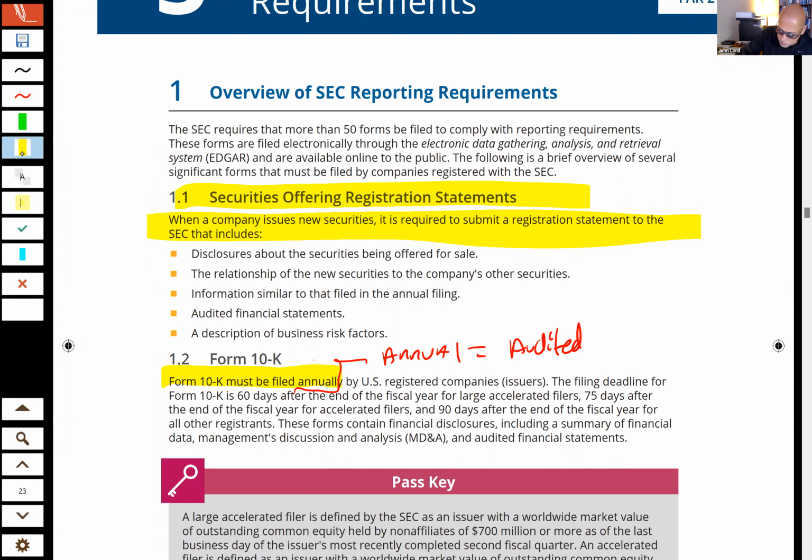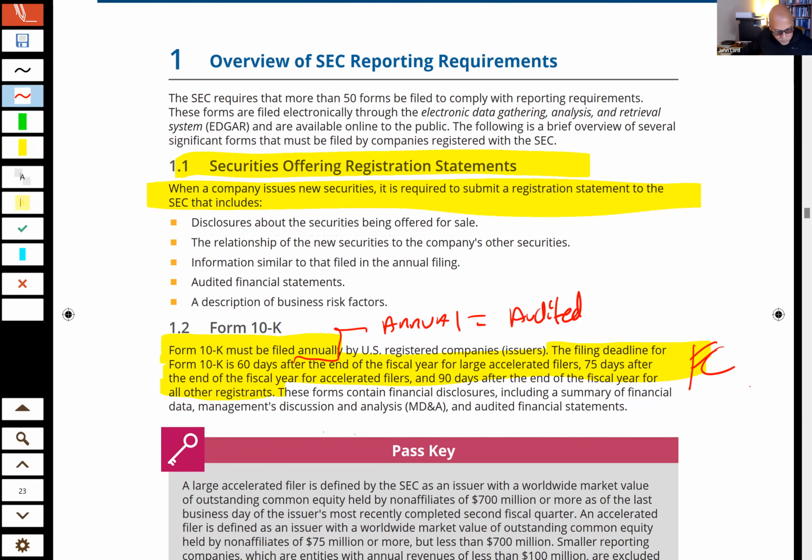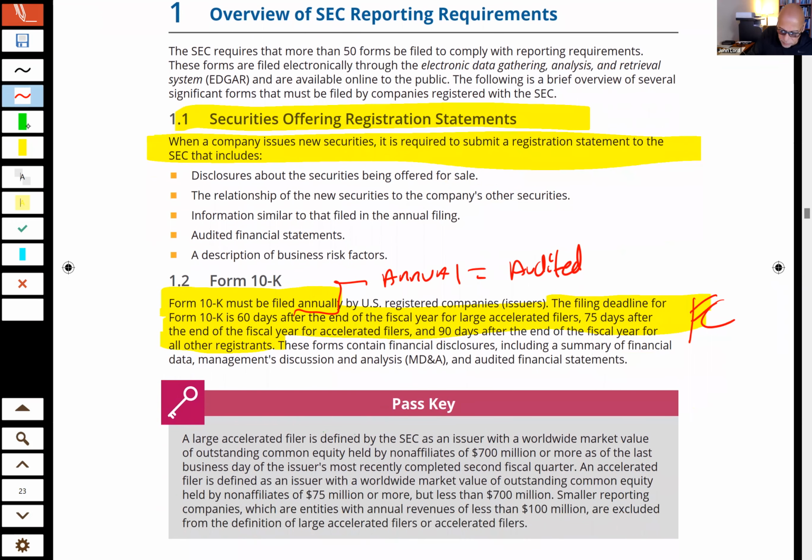Now, when you come over, you take a look and they give us the filing deadlines. Flashcard. I'm not even going to read that. Just flashcard it. I don't need to sit here and read to you. The bigger the company, the less time they have to file. Flashcard that. And then the statements have to be audited, as I've already said. So make sure you remember that. In fact, you can flashcard that the 10K has to be audited.